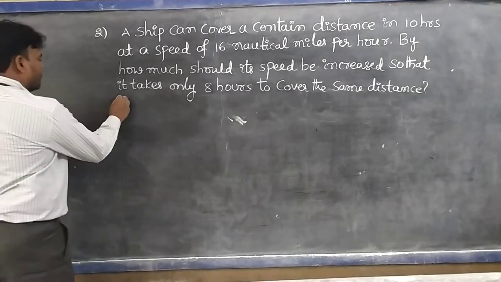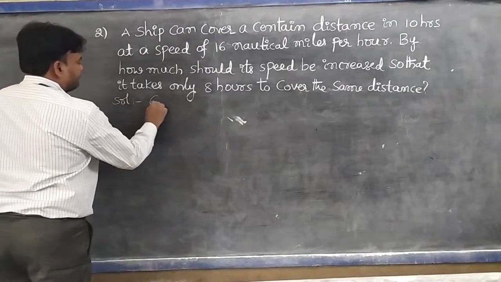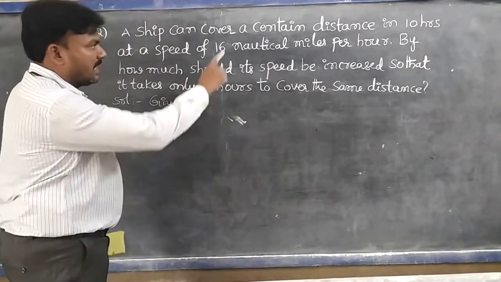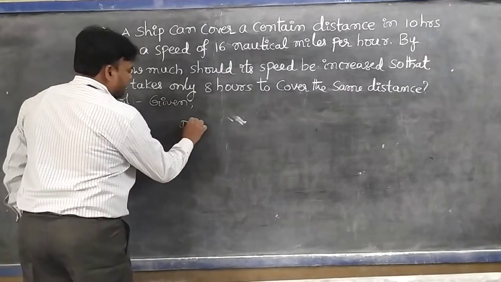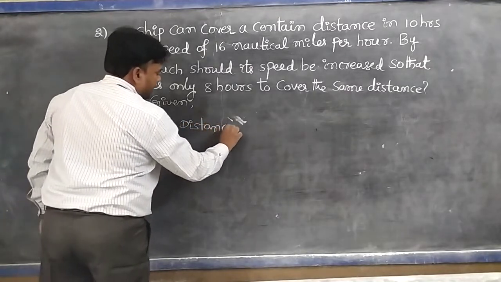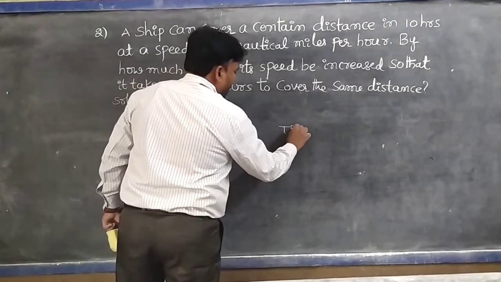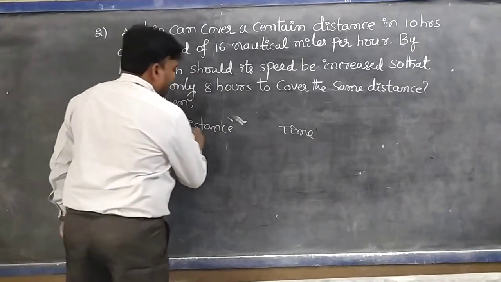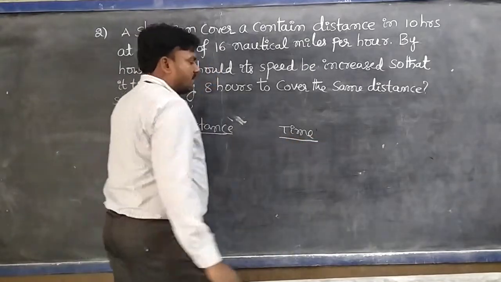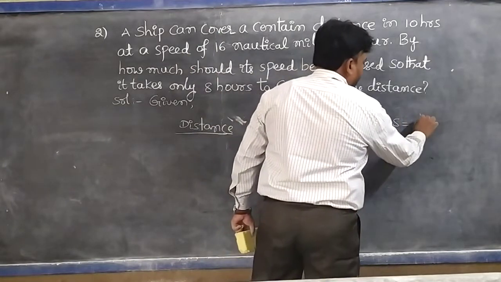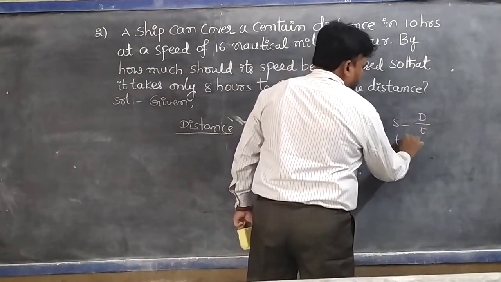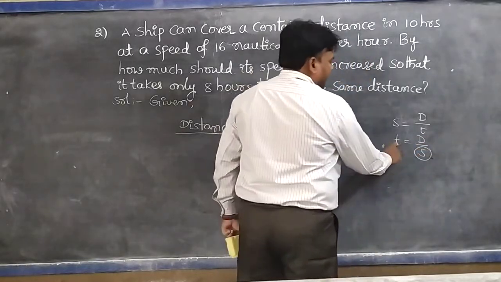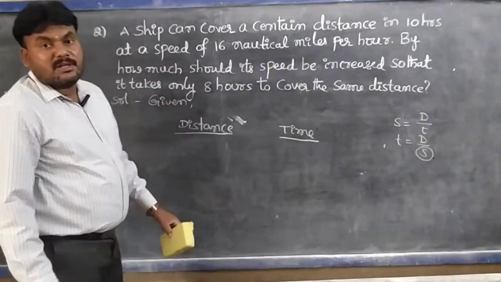Okay, so observe the solution carefully. Here distance is given, time is also given. Observe, students, the relation: speed equals distance by time. Cross multiplication: time equals distance by speed. So for the same speed, time is directly proportional to distance.